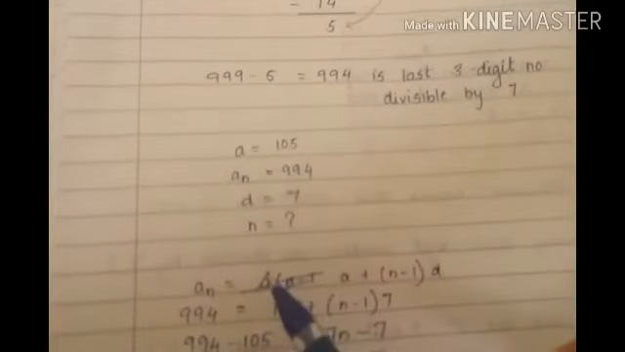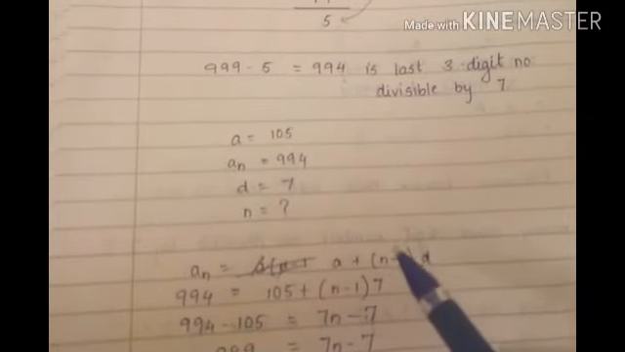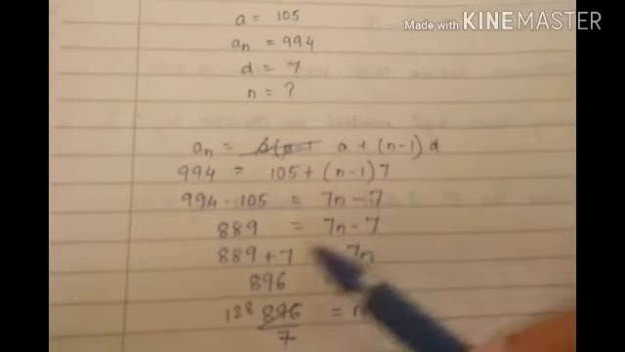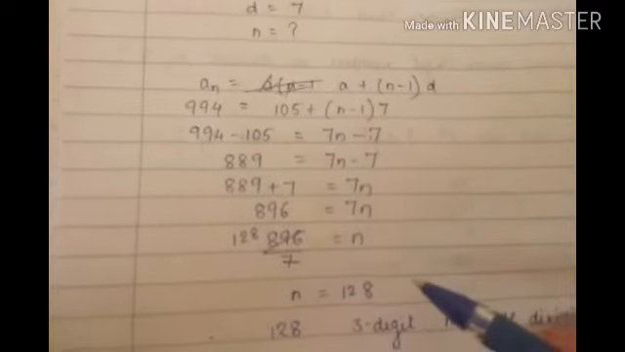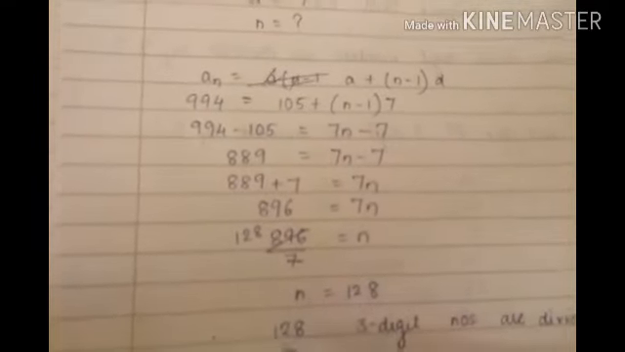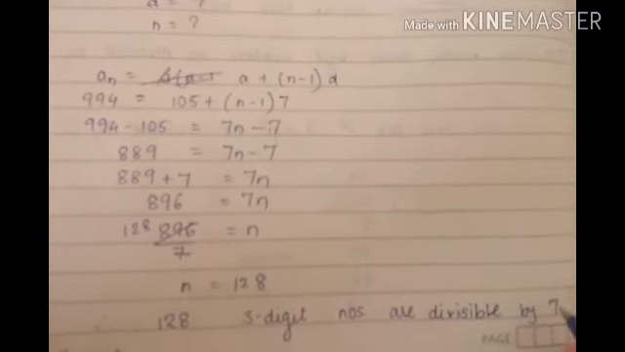Now, use the formula an is equal to a plus n minus 1 into d. Substitute these values. Simplify it. We have done it many times. Simplify it, and you get n is equal to 128. That means 128 3-digit numbers are divisible by 7.